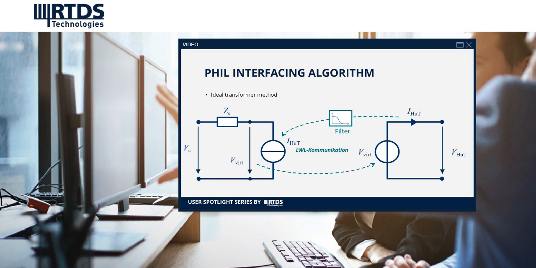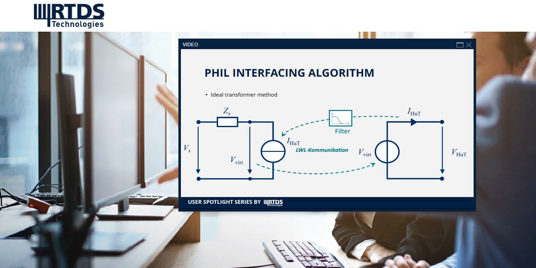The most simple and most straightforward interfacing algorithm is the ideal transformer method, which I applied in this work. It turned out to be stable, but sometimes if instability occurs, additional stabilization can be applied, or another interfacing algorithm has to be applied. Instability can occur from closed loop communication delays.